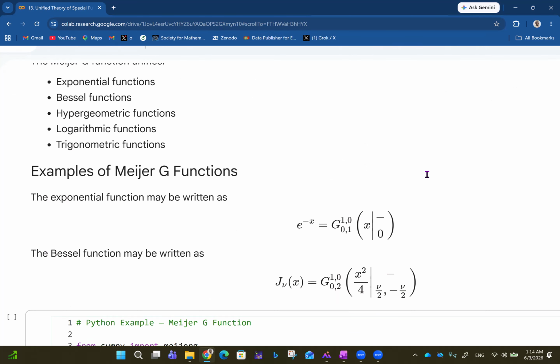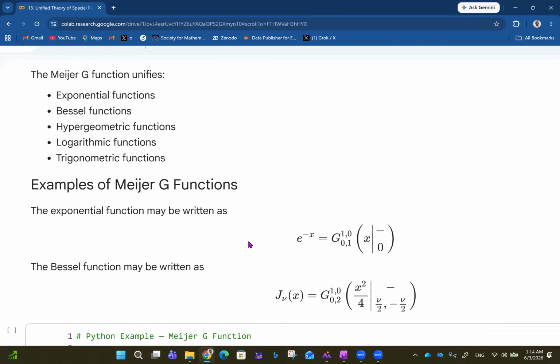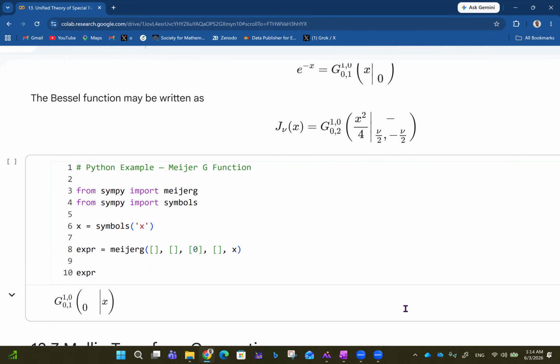So examples of Meijer functions: you have the exponential function, which may be written as e raised to minus x, that is G sub 0,1 super 1,0 of x given 0. The Bessel function will be written as J sub nu of x equals G sub 0,2 super 1,0 of x squared over 4 given nu over 2, minus nu over 2. So these are some examples of Meijer functions.